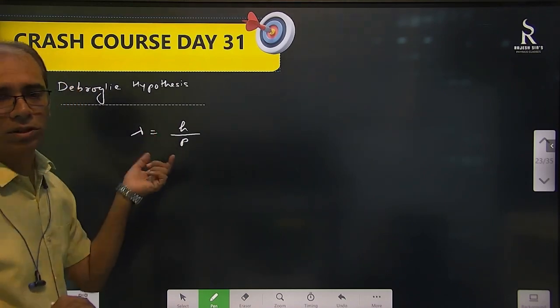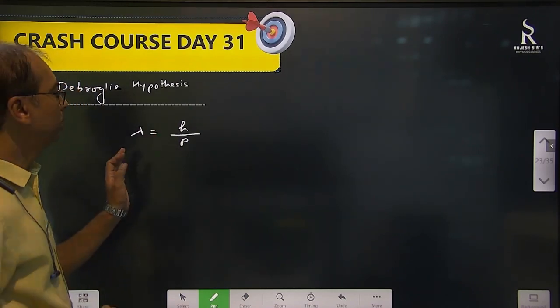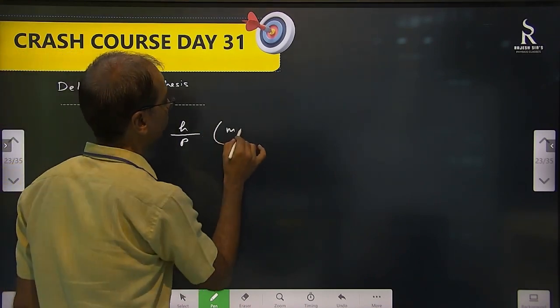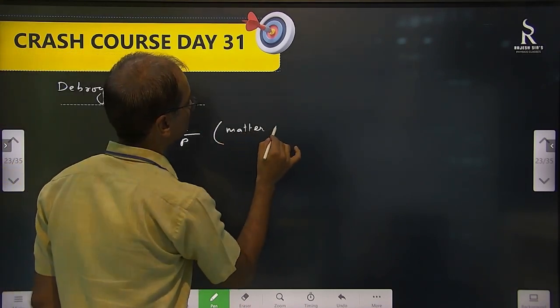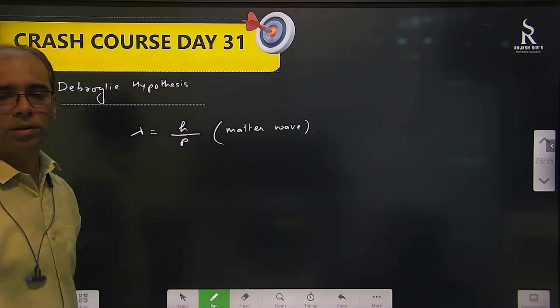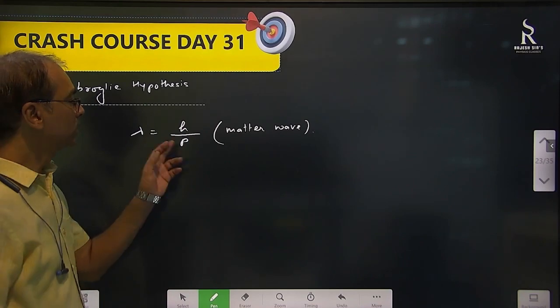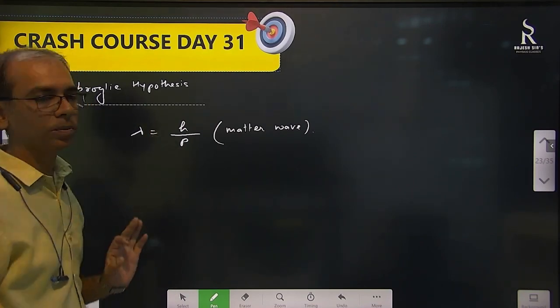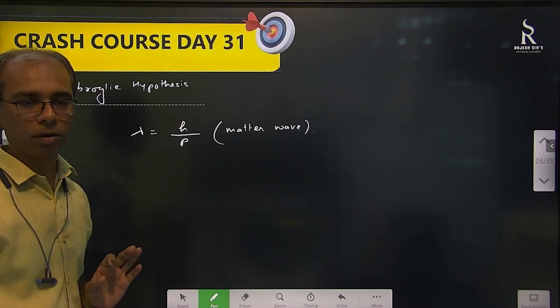where h is Planck's constant and p is momentum. So lambda equals h by p. This is the matter wave. Why is it called matter wave? Because it is related to mass. Is this also applicable to a photon? Yes, lambda equals h by p is also applicable to a photon.